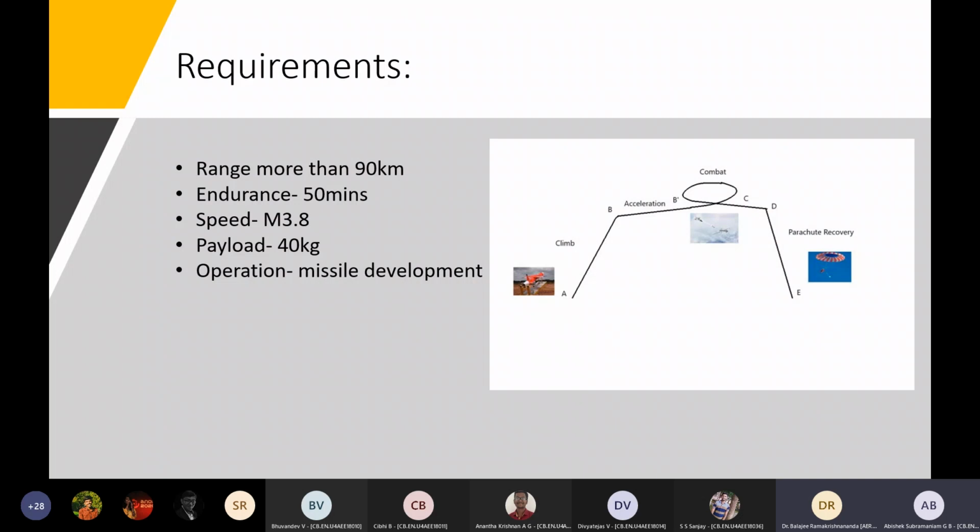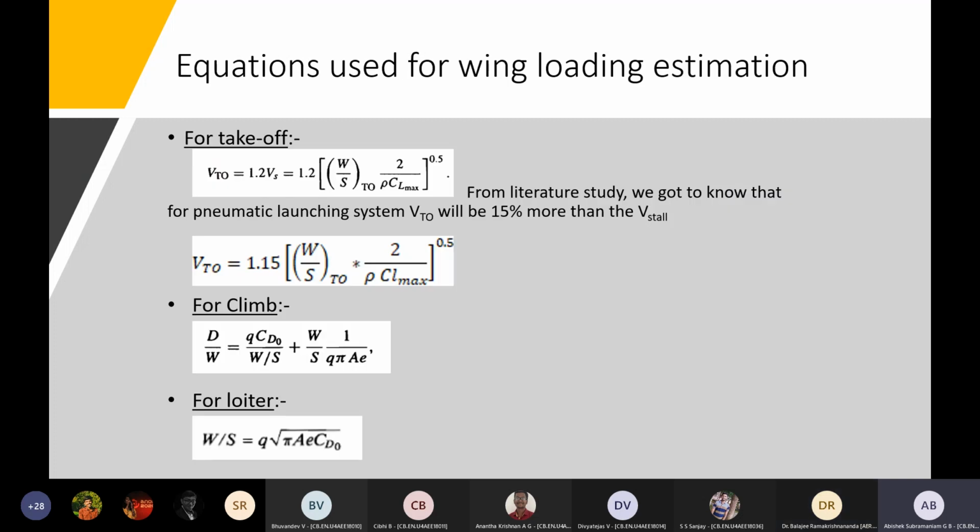As you can see in the image on the right side, we will be having pneumatic takeoff, climb, acceleration, combat, and parachute recovery system. So we will be seeing wing loading for this mission profile, except for the parachute recovery system. For takeoff, takeoff velocity should be 1.2 times Vs, but from literature study we learned that for a pneumatic launch it should be 15% more. So we slightly modified the equation, and the rest of the equations are the same. We took it from Thomas law.